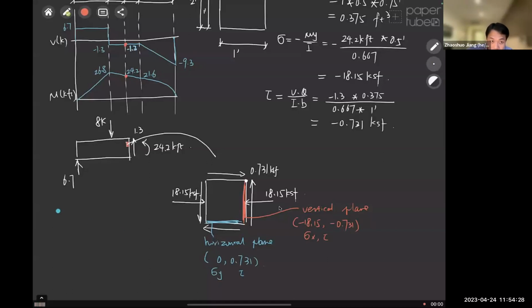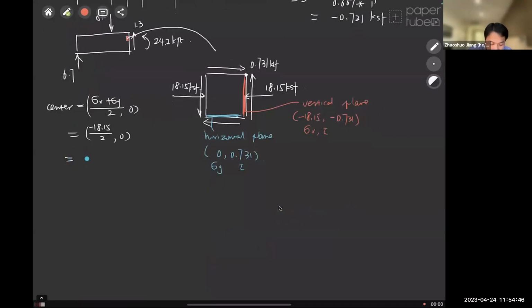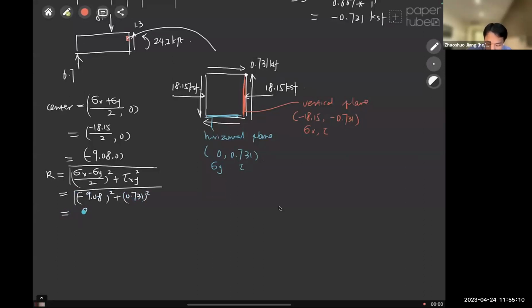The center is sigma x plus sigma y divided by 2, and 0. Sigma x is negative 18.15, sigma y is 0, divided by 2. That gives us the center at negative 9.08 and 0. And the radius is the square root of sigma x minus sigma y divided by 2, squared, plus tau xy squared. You put in the numbers: negative 9.08 squared plus 0.731 squared, square root of that, would give you 9.11.